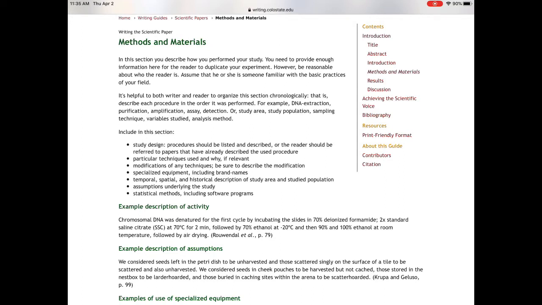You want to try to eliminate words like you and I or we and replace them with words like the researchers, or even simply eliminating that entirely. So you could say things like, here's an example down here at the bottom. And I don't expect you necessarily to understand these words, but that's okay. Chromosomal DNA was denatured for the first cycle by incubating the slides in 70% deionized formamide.